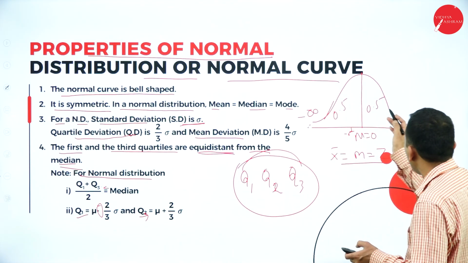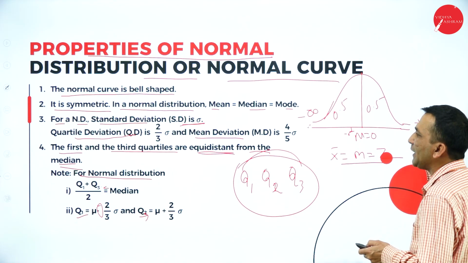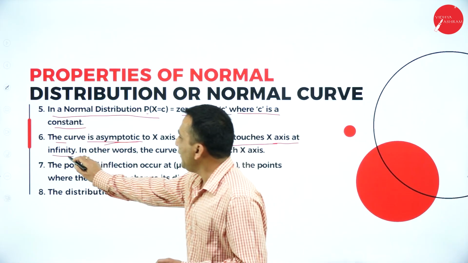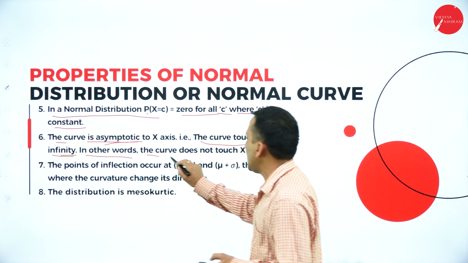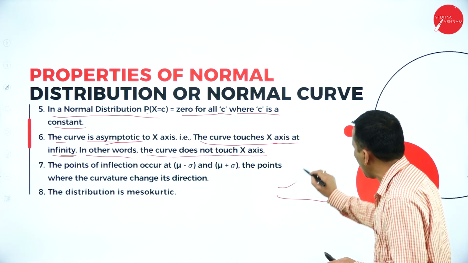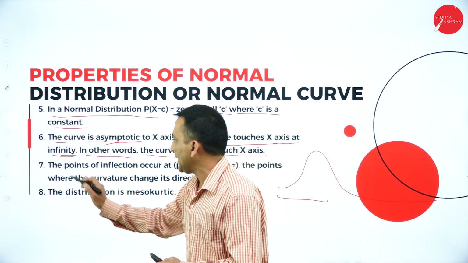Infinity means it keeps extending, so we cannot put a full stop at any specific point. In other words, the curve does not touch the x-axis. The curve we are drawing will keep on extending, otherwise it would touch the axis.